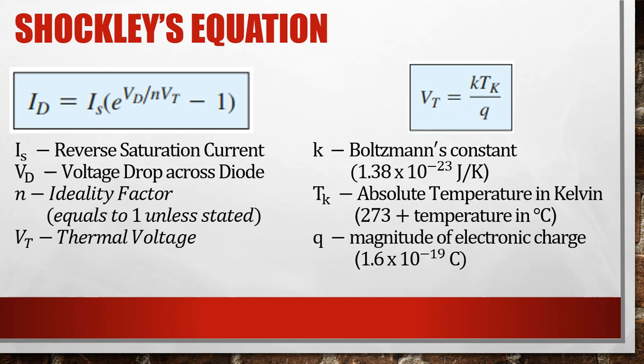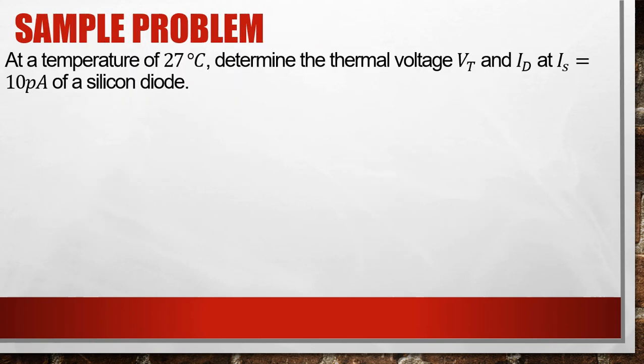Okay, let us solve a sample problem. At the temperature of 27 degrees Celsius, determine the thermal voltage and diode current at reverse saturation current equals to 10 picoampere of a silicon diode. We first convert Celsius to Kelvin by adding 273 to degrees Celsius, and we will get 300 Kelvin.